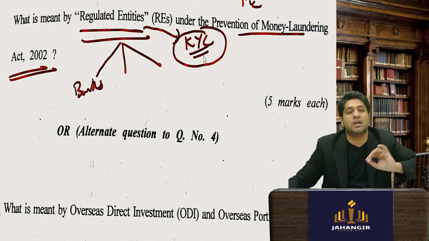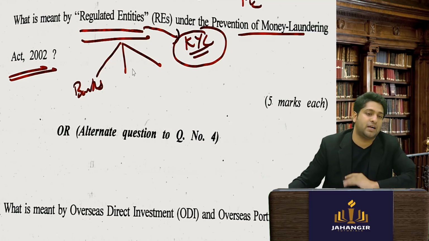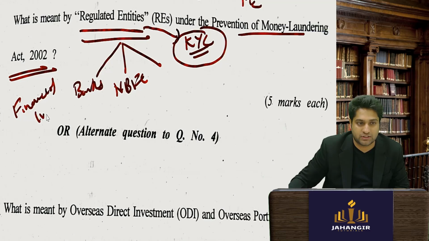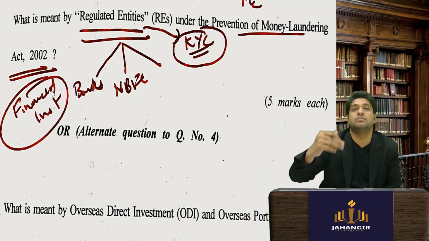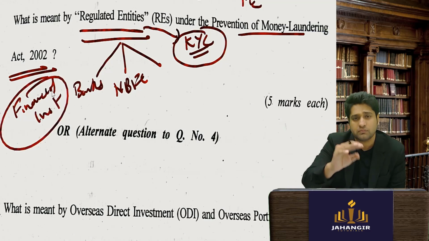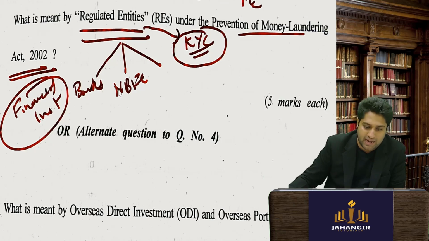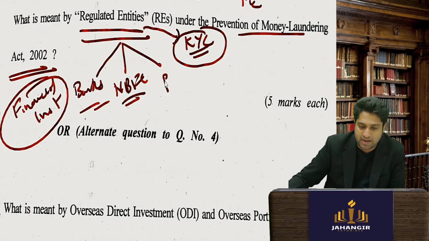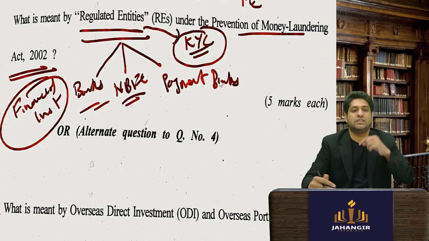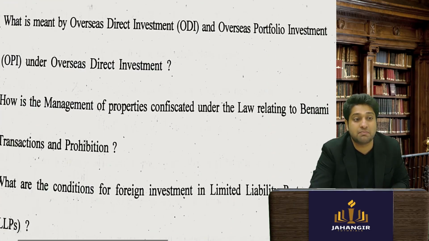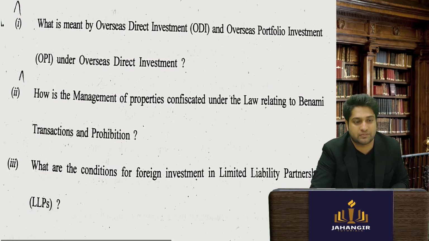So these are all called regulated entities. These could be banks, all financial institutions. In short, I can put it as financial institutions which are regulated severely under the PMLA Act. Okay, your banks, NBFCs, any payment banks, or any other financial institution. Okay, they will come here. Then comes a very simple and direct question that has been asked.